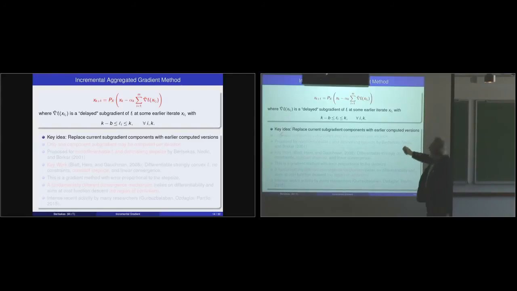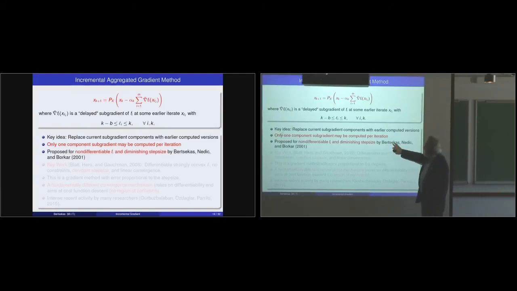So that's the key idea. Only one component subgradient may be computed per iteration. And this idea is actually very obvious. It appears in one of my papers with Angelia Nedic and Vivek Borkar. And there we were looking at parallel computation. We're looking at non-differentiable cost functions, diminishing step size.